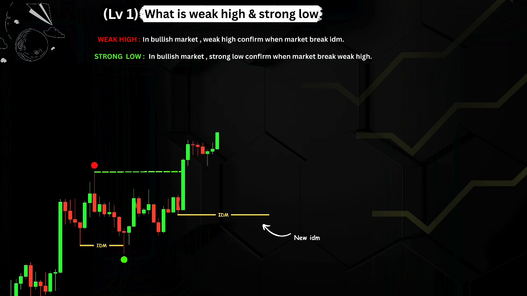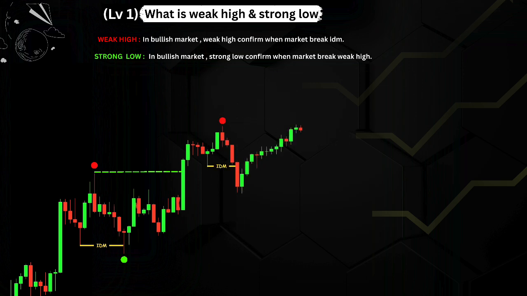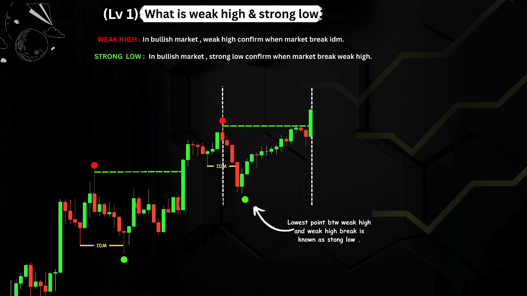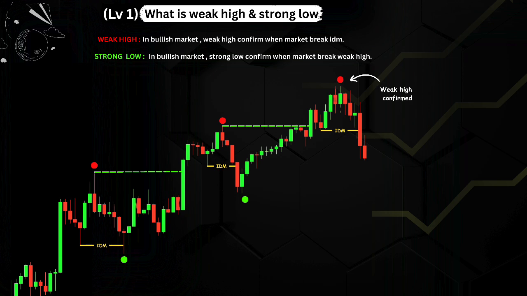If the market makes a new higher high, the inducement will shift here. When the market breaks the inducement, the highest point within it is known as a weak high. And when the market breaks the weak high, the lowest point will be known as a strong low. Again, this is a new valid inducement. Our inducement shifts here because the market forms a new pullback. Once the inducement breaks, the weak high is confirmed. This is how we can mark a valid weak high and strong low.